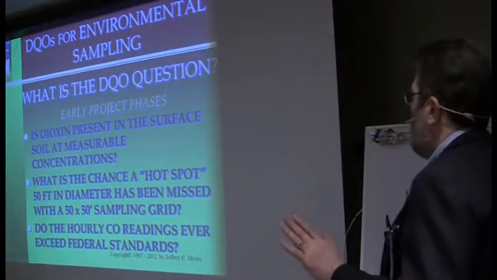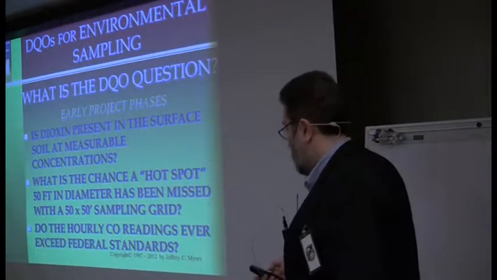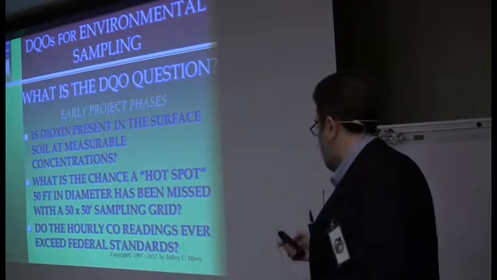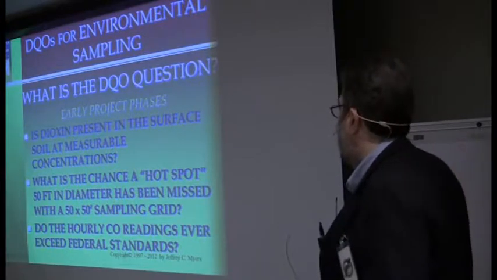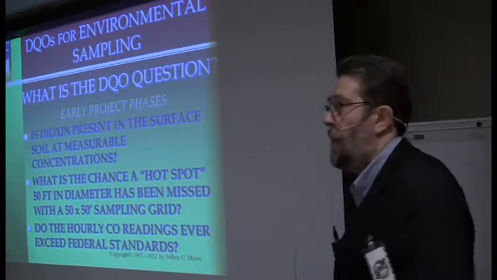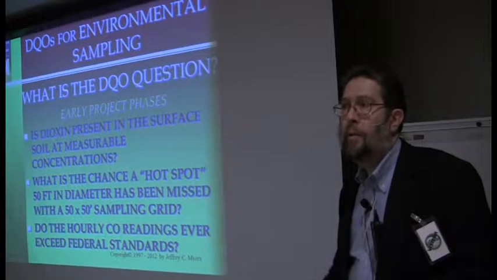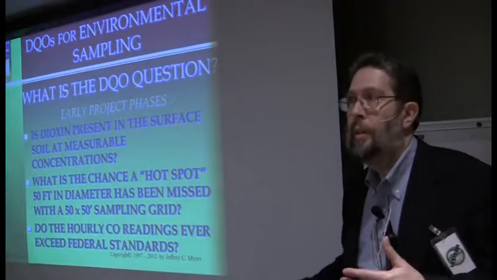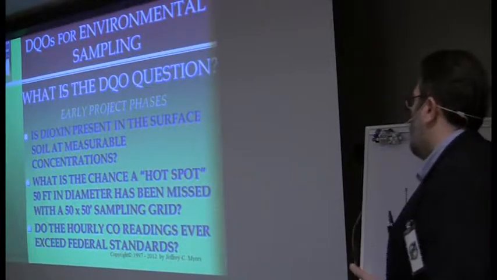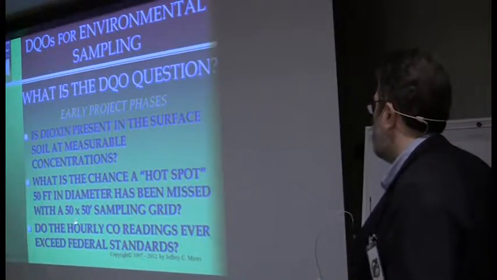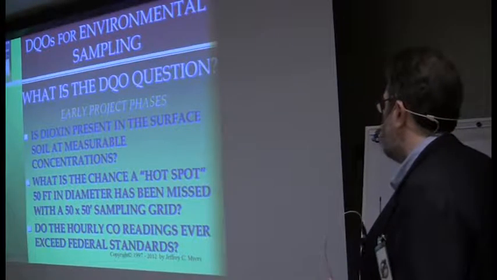Okay, different questions may be asked in different stages of the project. Okay, do we have presence or absence of a given contaminant? Okay, what's the chance that there's a hot spot? Is there an old dump out there? Or is there a spill? Or is there a plume from something? Is there one there? And what are our chances of finding it on a certain level grid or certain size grid?